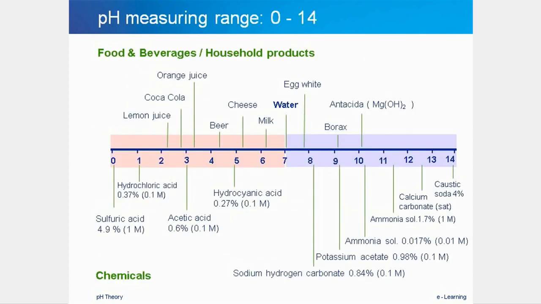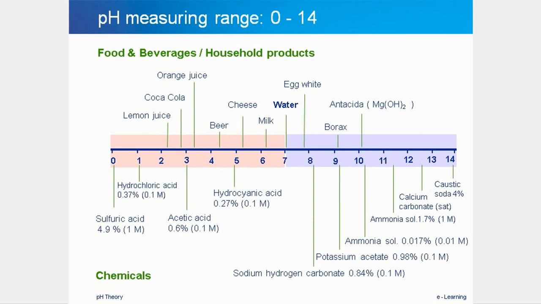The whole pH range includes both acidic and alkaline pH values. The scale for pH is defined from 0 to 14, where pH values from 0 to 7 are in the acidic range, and pH values from 7 to 14 are in the alkaline range. The pH value 7 is neutral. On the slide, some examples of samples are given for the whole range of pH values.